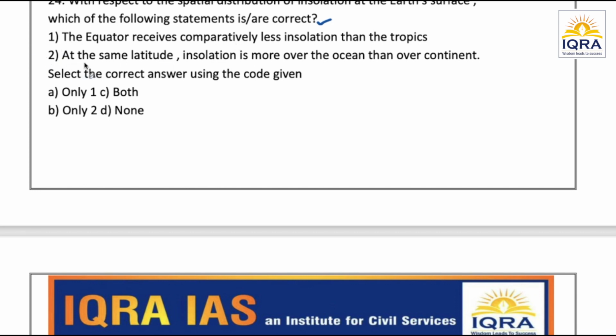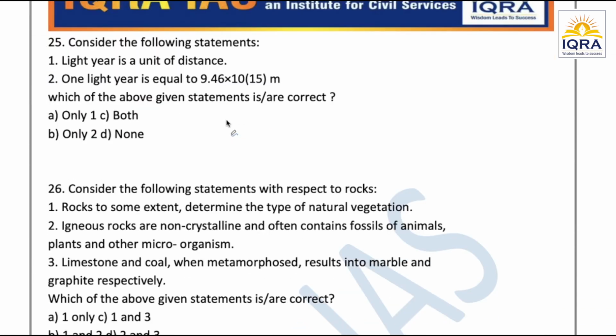Statement 2 says, at the same latitude, insolation is more over the ocean than over continents. No, it is a wrong statement, because generally, at the same latitude, the insolation is more over the continent than over the ocean, because clouds over the ocean reflect the sun rays back into space, right? Hence, statement 2 becomes wrong, and the answer becomes option A, that is 1 only. Moving on to the next question, question number 25.